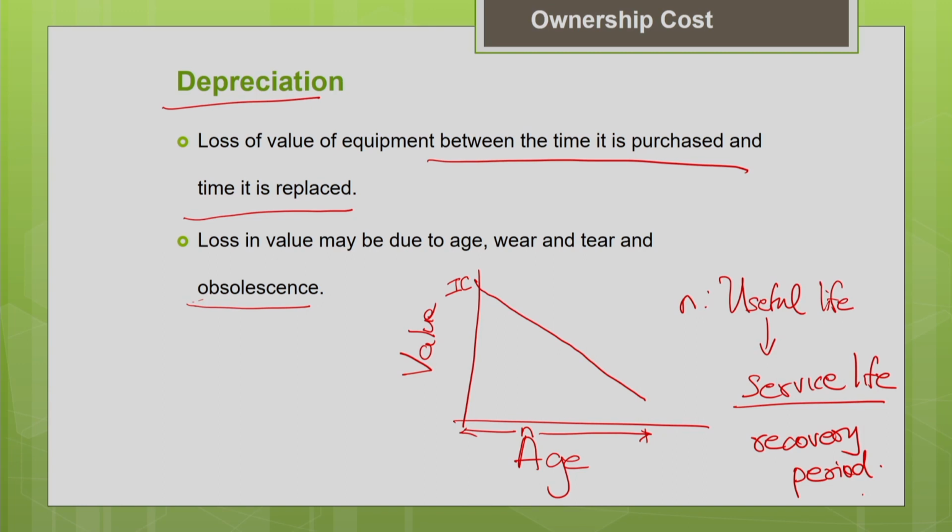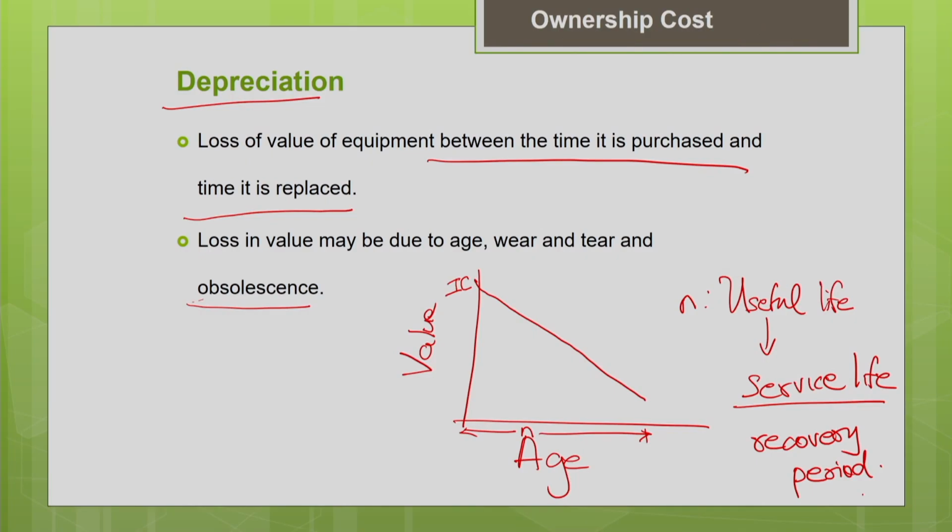Beyond that, it is not economical to hold the machine, even if it is functioning at the project site. Maybe its productivity may be less, or its repair and maintenance cost would have increased due to age. So that is the definition of the useful life of the machine.